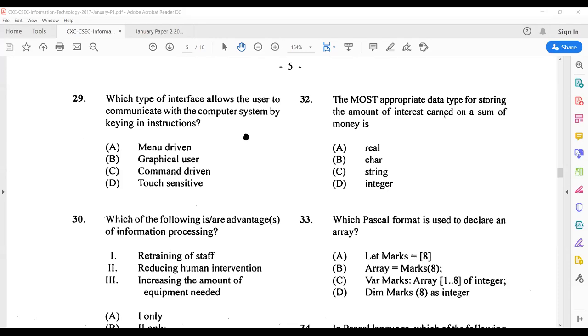In menu driven, there's usually a menu or a list of options that you would select, okay? So for example, a kiosk. You can only select what options are on the screen. Graphical user interface allows you to point and click on different icons on the screen. That's what we typically use with our Windows operating system, right? And then it's command driven, where you have to type in the command. So the answer for 29 will be C, because they say you're going to key in instructions, which means typing in the instructions with your keyboard. 29 is C.